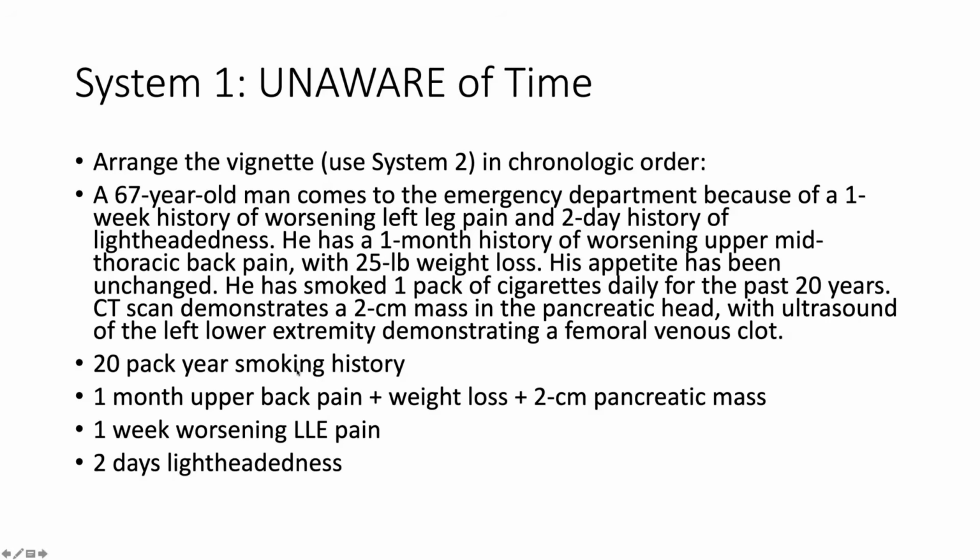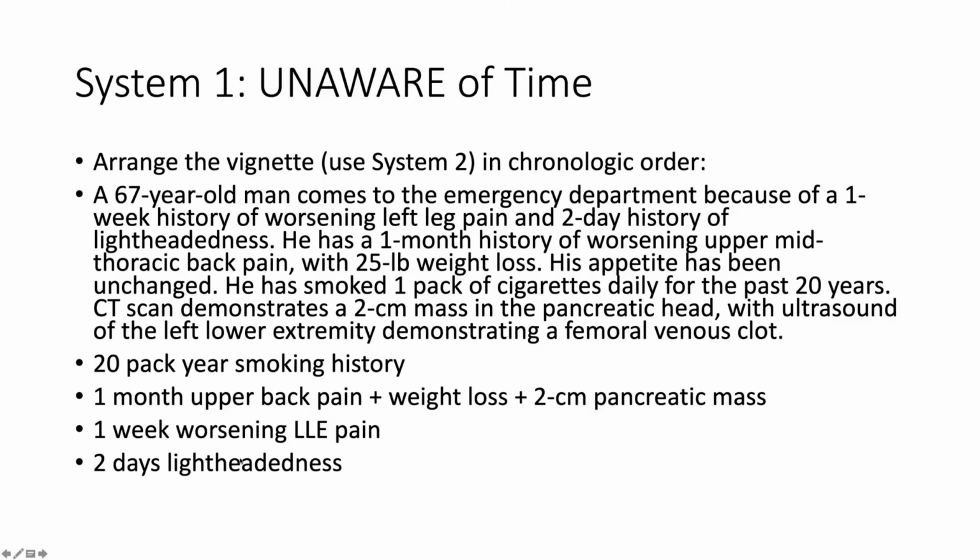Pooja, what are your thoughts? If you saw it this way versus if you saw it this way, which is easier for you, Pooja? I think the bottom, it's a little bit more clear why one 20-pack year smoking history is the reason that he's got the pancreatic mass, is the reason he's got the weight loss, is the reason he's got the upper back pain. I would think that this would be the easier one. Totally. Yeah. Are you naturally going to do this though? I'm trying. Yeah. I guess my point is that your system 1 will not do this.